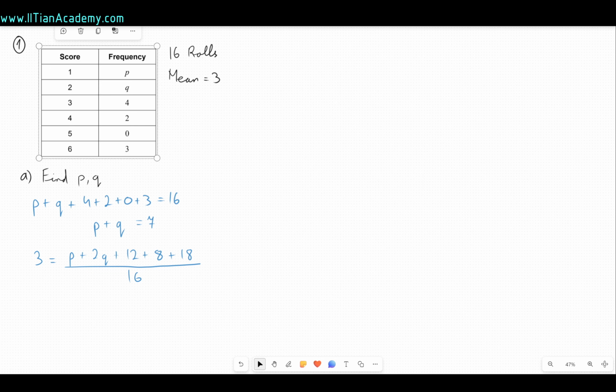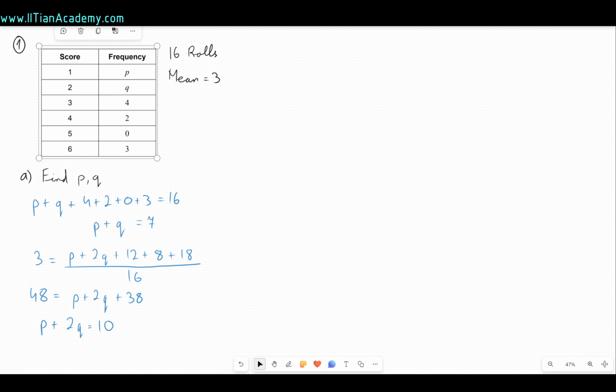So we can rearrange this, so we can multiply by 16 and then combine the terms. So we have 48 is equal to P plus 2Q plus 38. So we see that P plus 2Q is equal to 10. And now we have these two equations and we can solve for them.